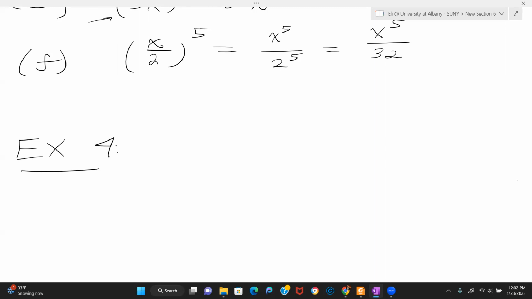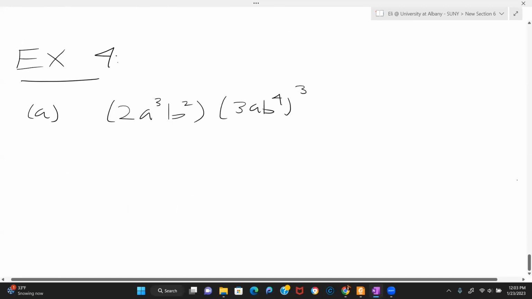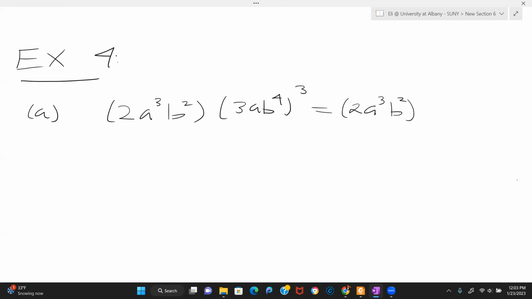So let's look at some more complicated expressions. This is example 4, part A. It's going to be 2 times a to the third times b squared, times 3ab to the fourth, all to the third. There's not really much to do with the first factor, but we have this other factor raised to the third power. So let's deal with that second factor first. It's going to be 3ab to the fourth.